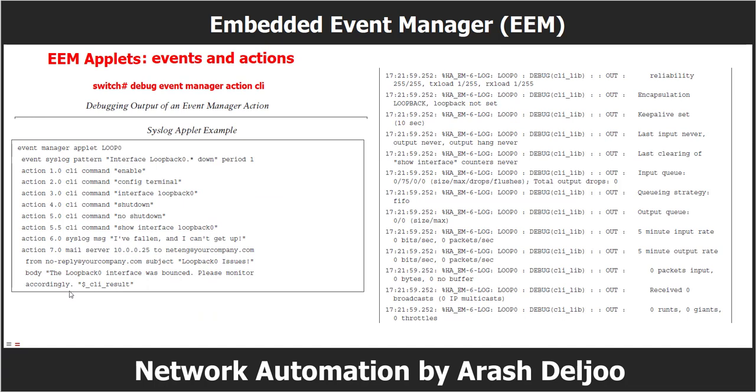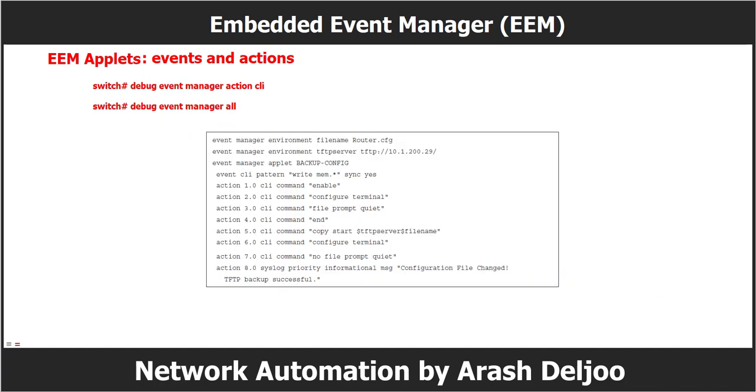As you can see here, this is the configuration of our applet. Here the $_CLI_result keyword was used in the configuration. Because of that, the output will include the output of any CLI commands that were issued in this applet.